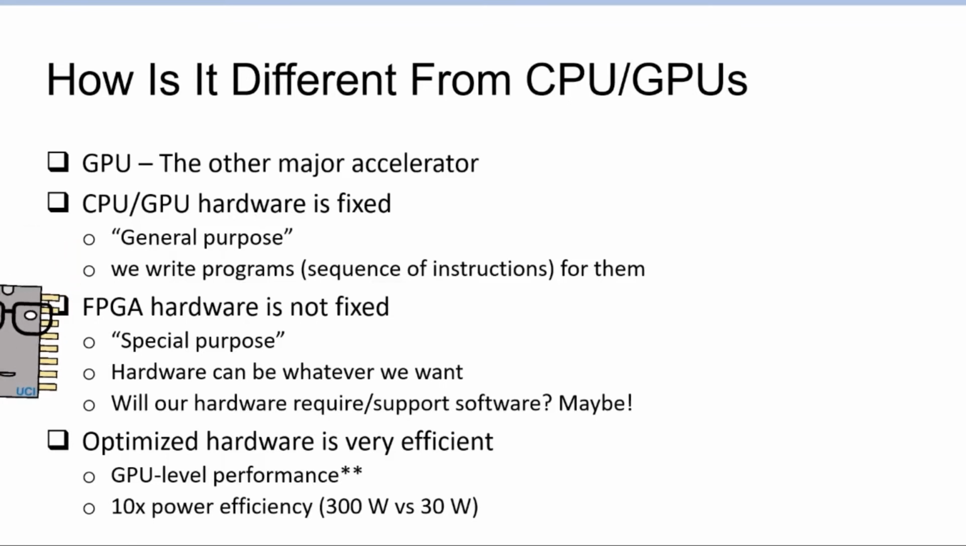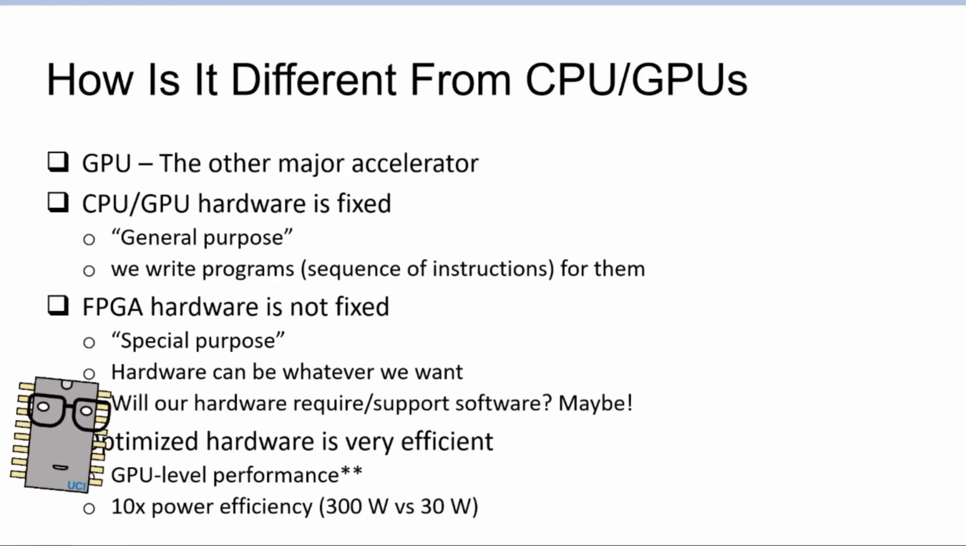FPGA hardware is not fixed. That's why it's special purpose. The hardware themselves can be whatever you want. Will our hardware also require or support software? It really depends on what you want to do. On the one end of the extreme, you can design a RISC-V processor that will be programmed and run on an FPGA, and it will just be a regular old processor. It can act like a processor.